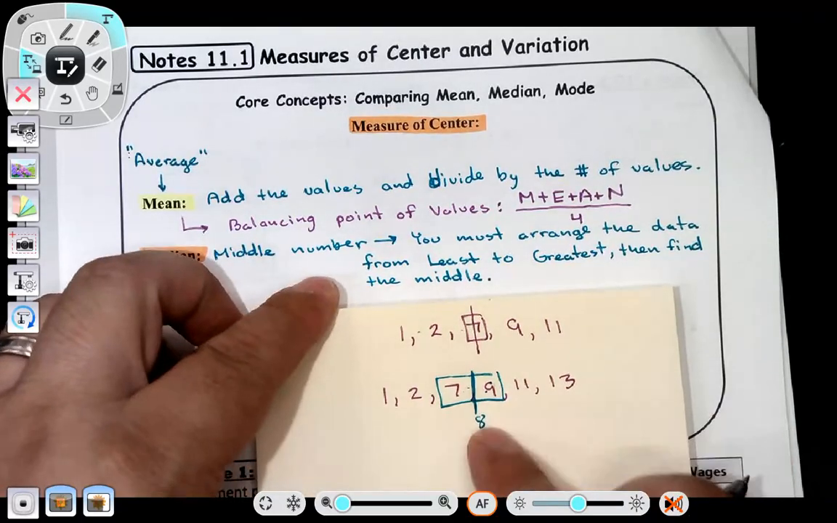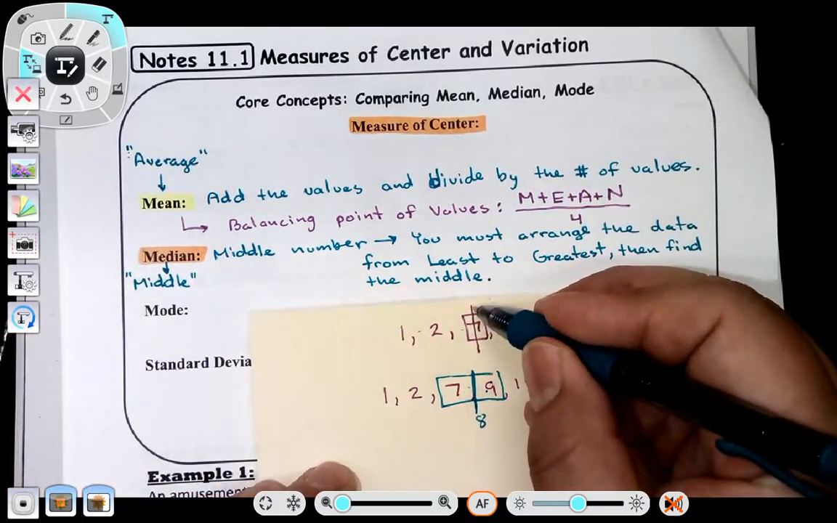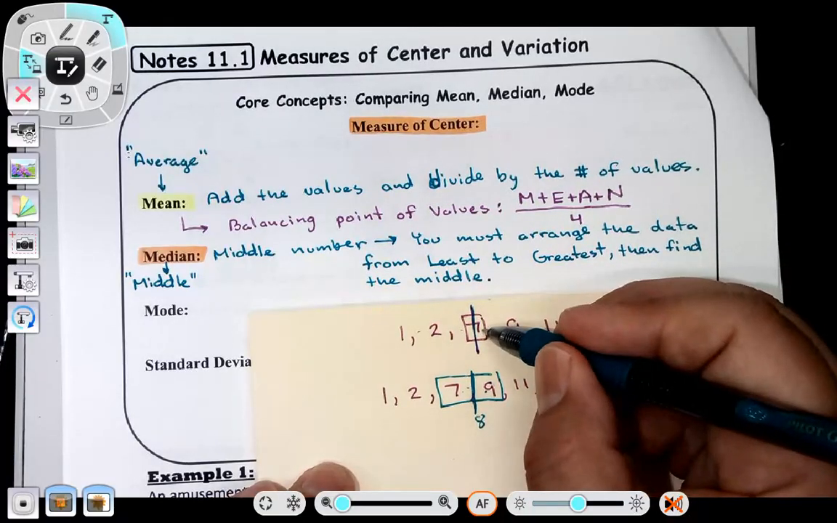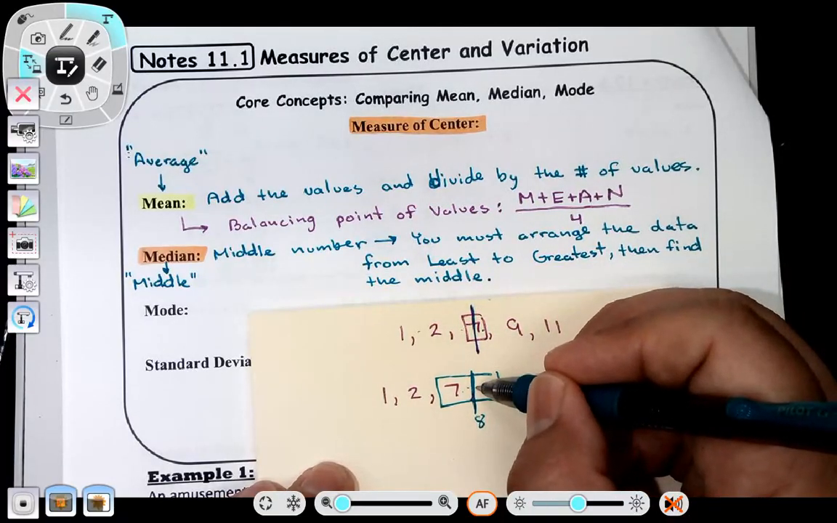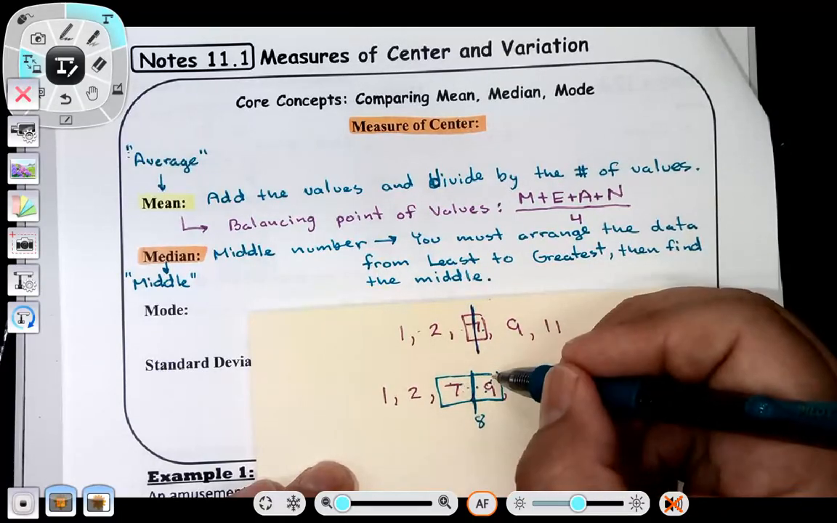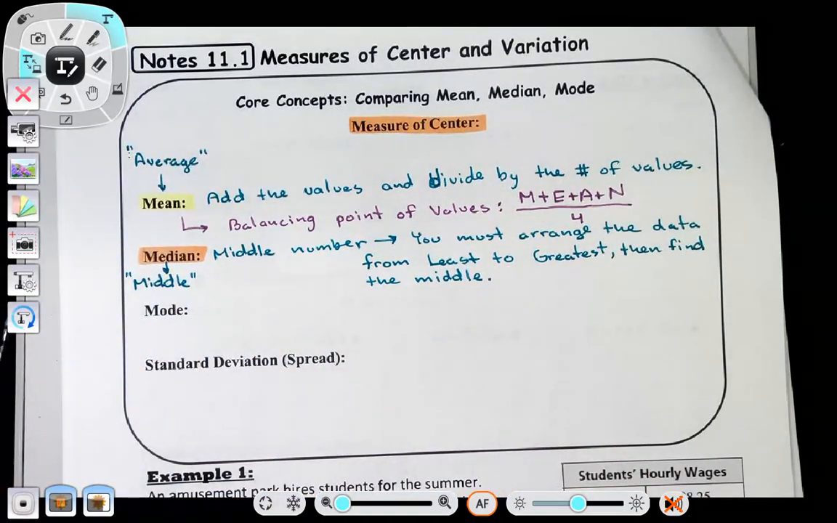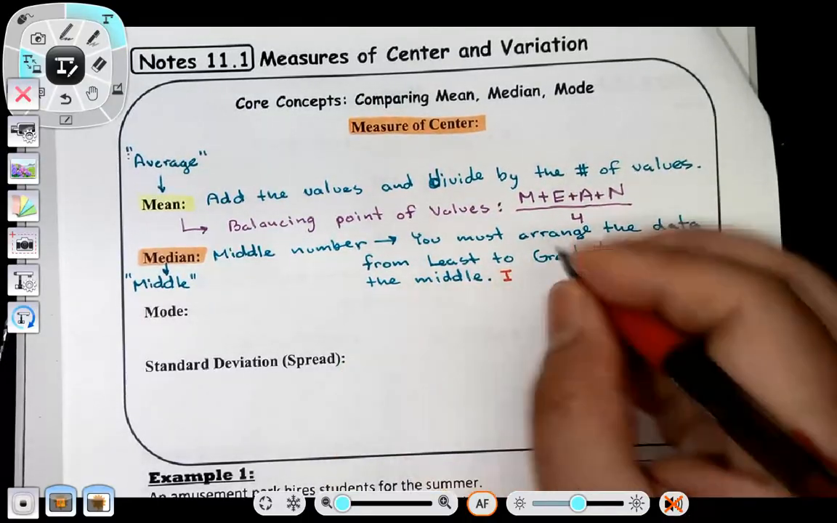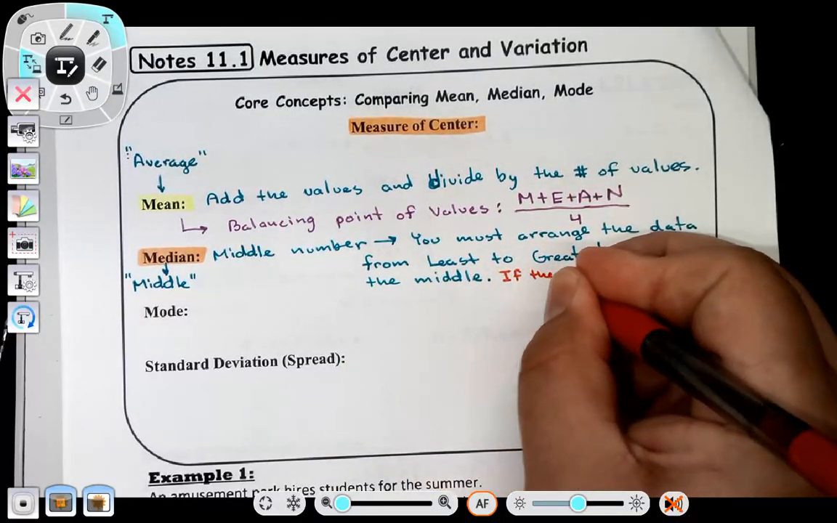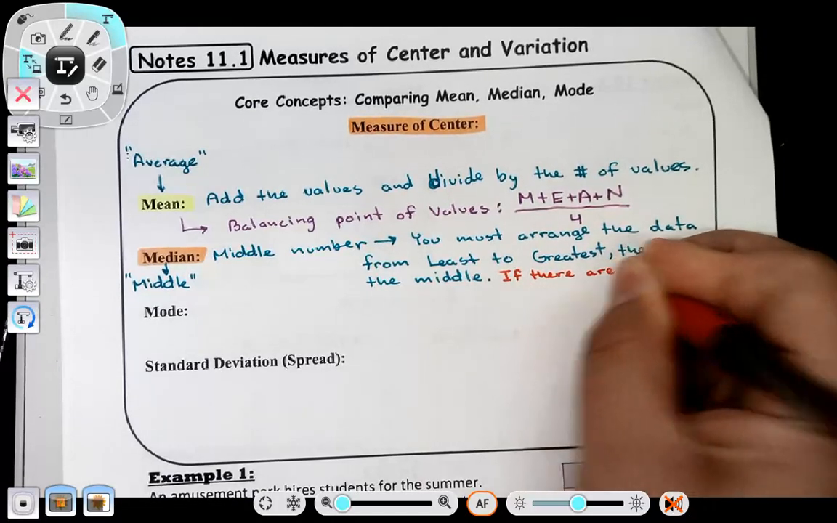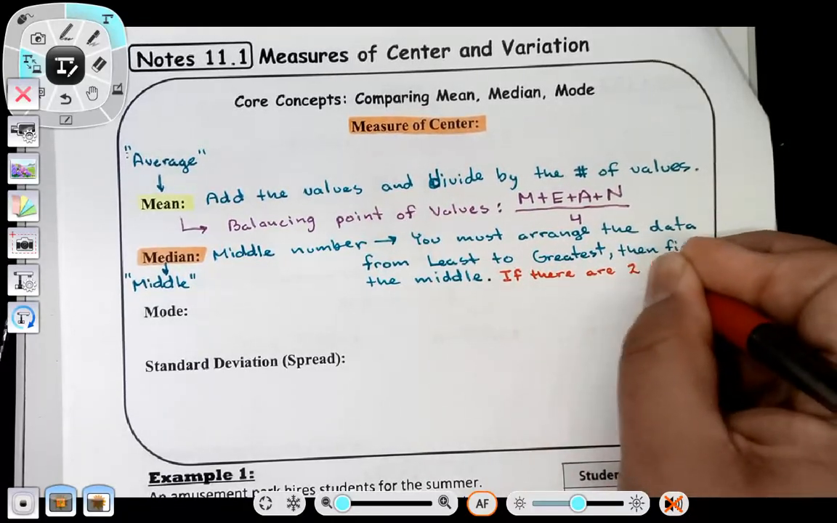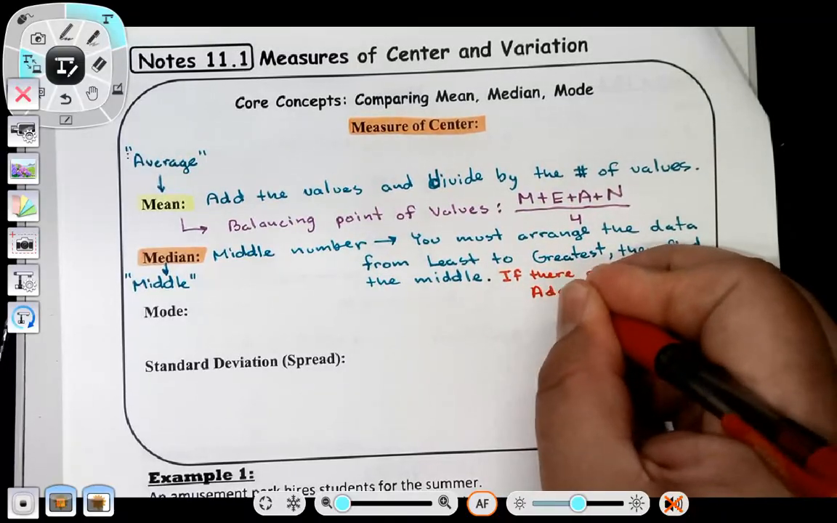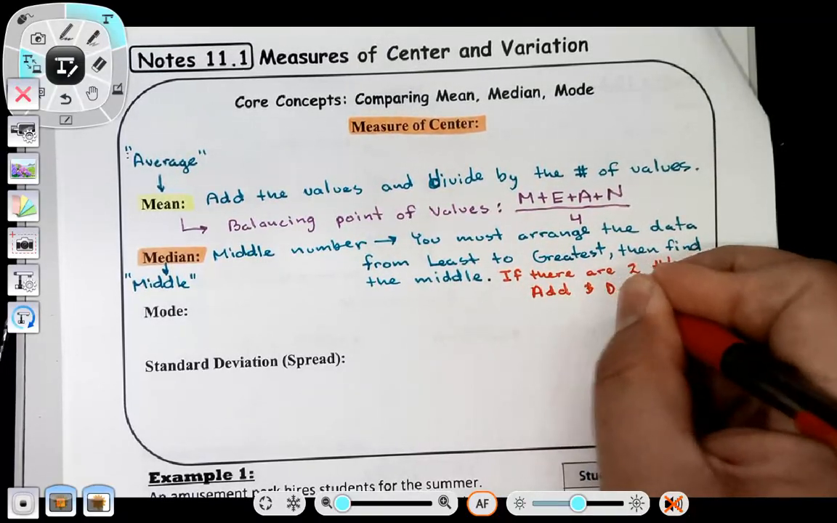So again, the median, sometimes it'll be a number, right? So we draw a line right down the middle, and if you hit a number, great. If you don't hit a number, you're going to have to add them and then divide by 2. So I'm not sure where we're going to make this fit. If there are 2 numbers, add and divide by 2.